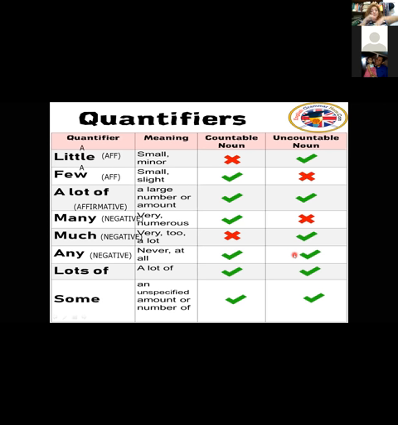Teacher, a question. Yes? If it is negative, does it always have to take don't? For example, I have any money. Yes, it always has to be in negative. I don't have any money. You can say, I don't have any money, I don't have any water, I don't have any time, I don't have any bananas. Here we don't see a difference between countable and uncountable, because it can be used with both. And it means nothing, zero, okay?